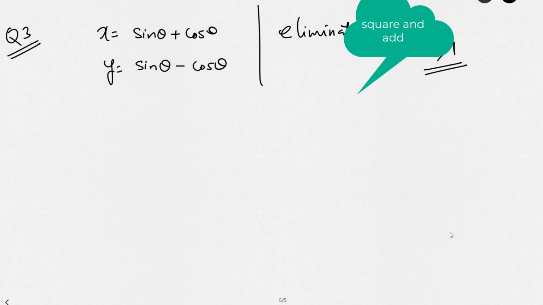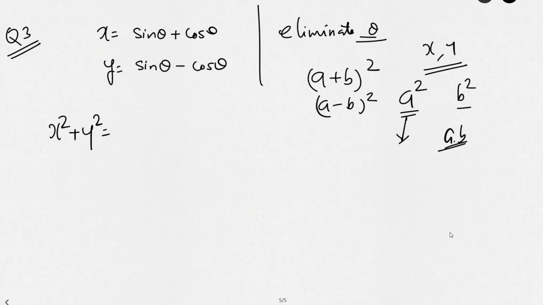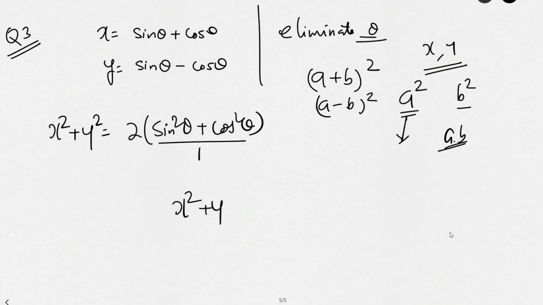How to do that? If you see this carefully, this is in terms of a plus b, a minus b, right? If you square these two things, you will get an equation in a square and b square terms only. The ab term will be cancelled out. So let's try to do that. X square plus y square will be 2 times sin square theta plus cos square theta, right? This is 1. So this is the solution. X square plus y square equals 2. Easy question. Let's move to number 4.